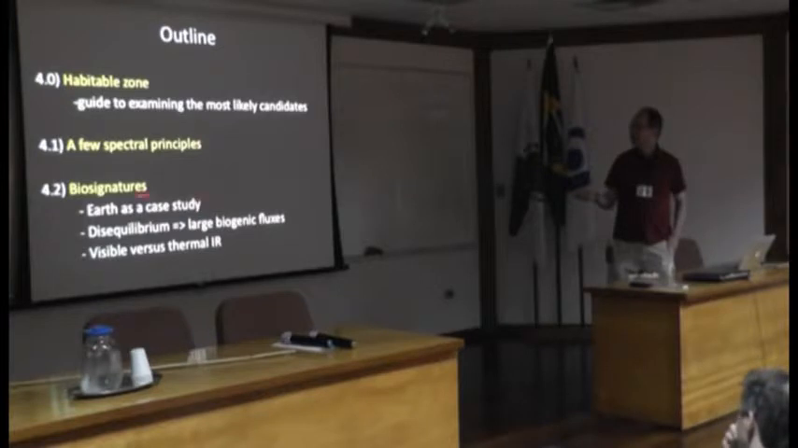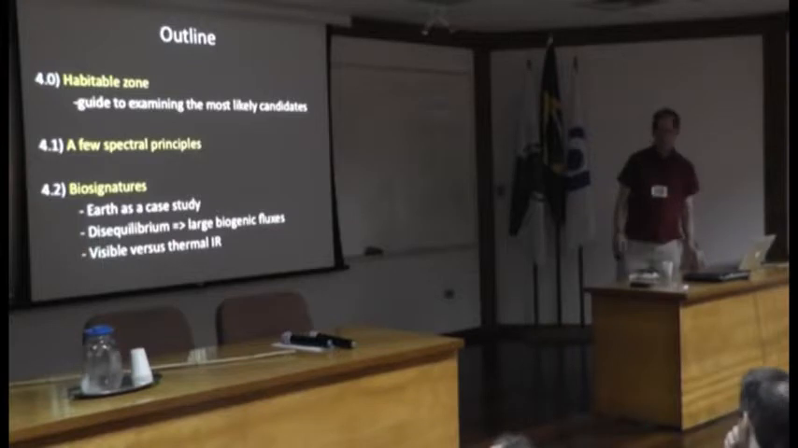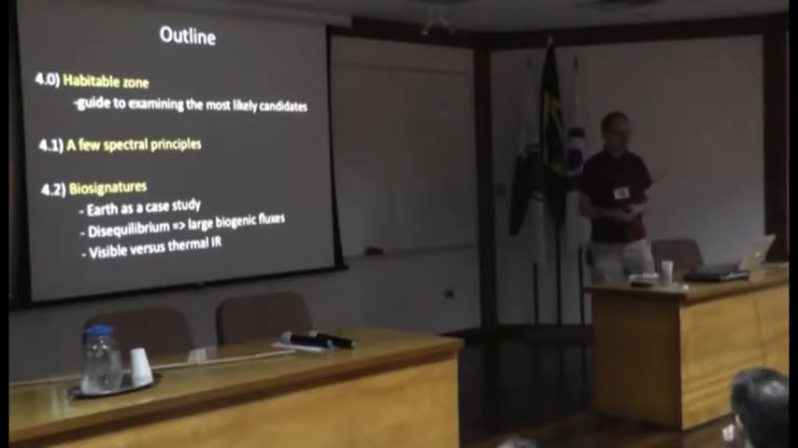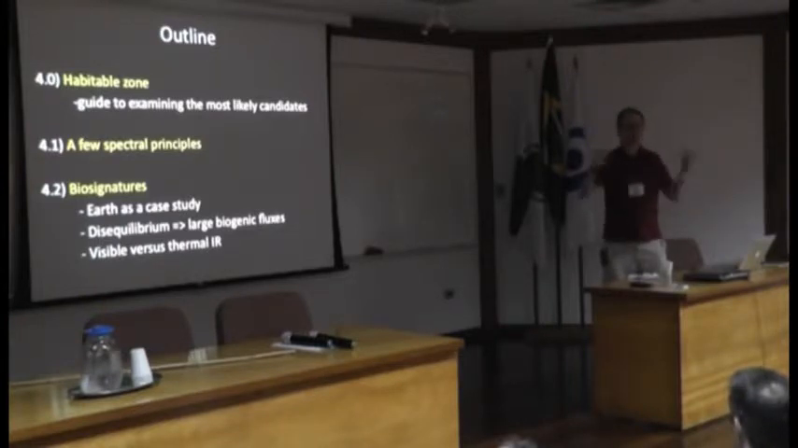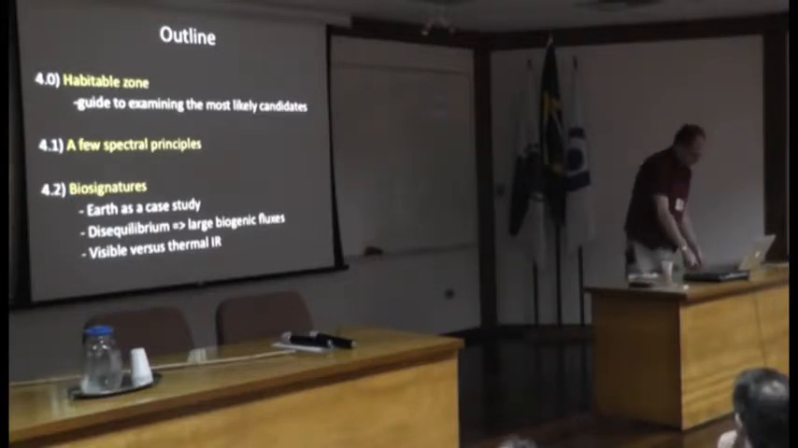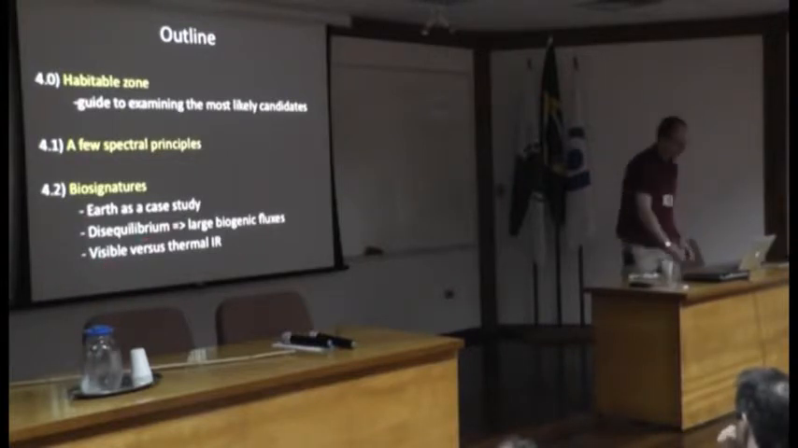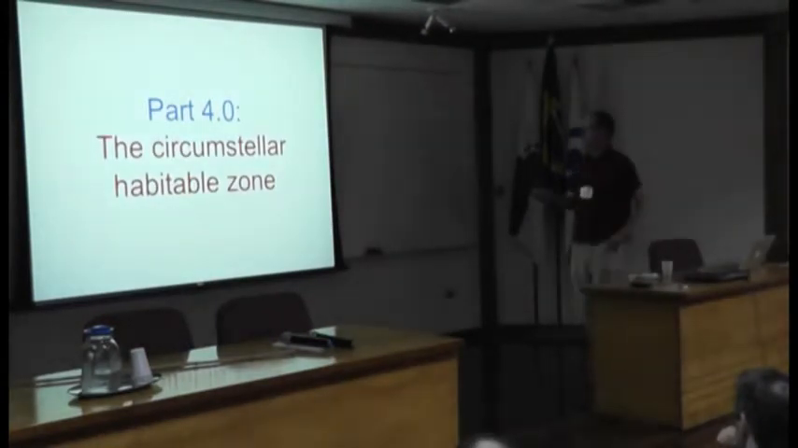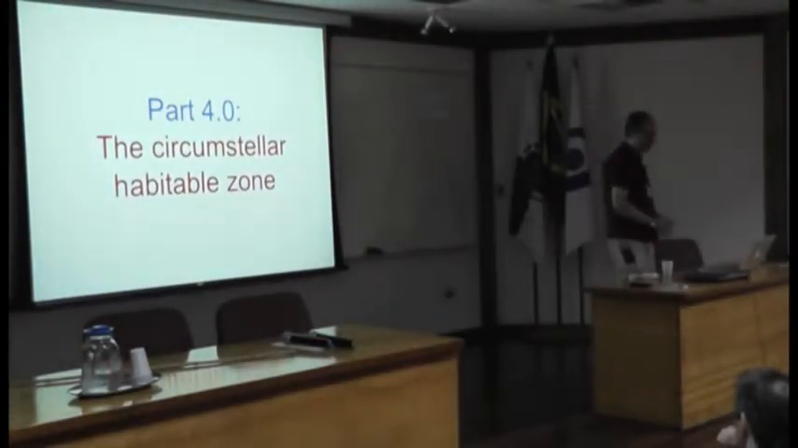And so we can consider Earth. We can consider the concept that chemical disequilibrium in an atmosphere results from large biological fluxes of gases that are incompatible if it were just an abiotic planet, which would come to some kind of boring equilibrium. And we can also consider the issue of, should we look in the visible at a planet or the infrared for these biosignatures? So the first part, the circumstellar habitable zone.